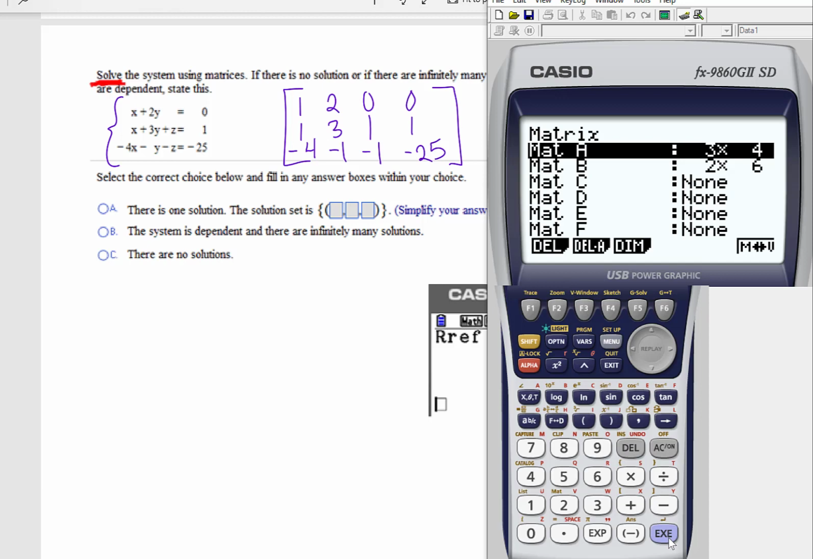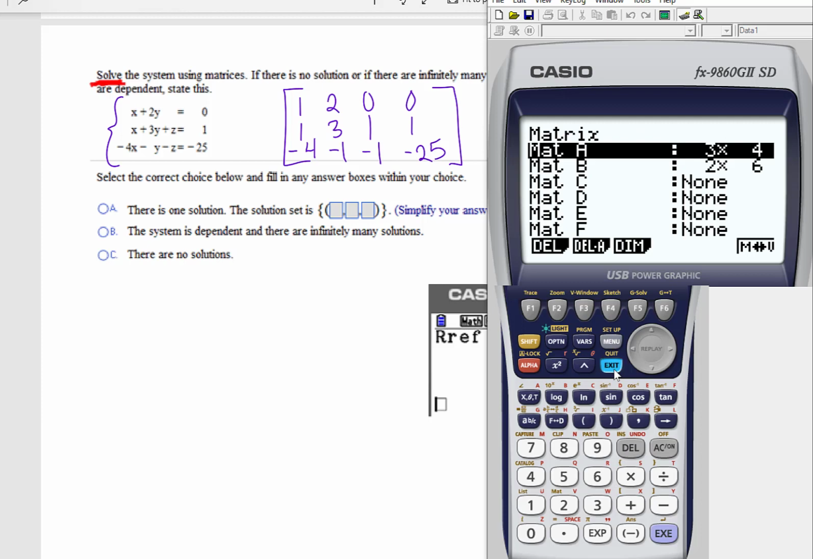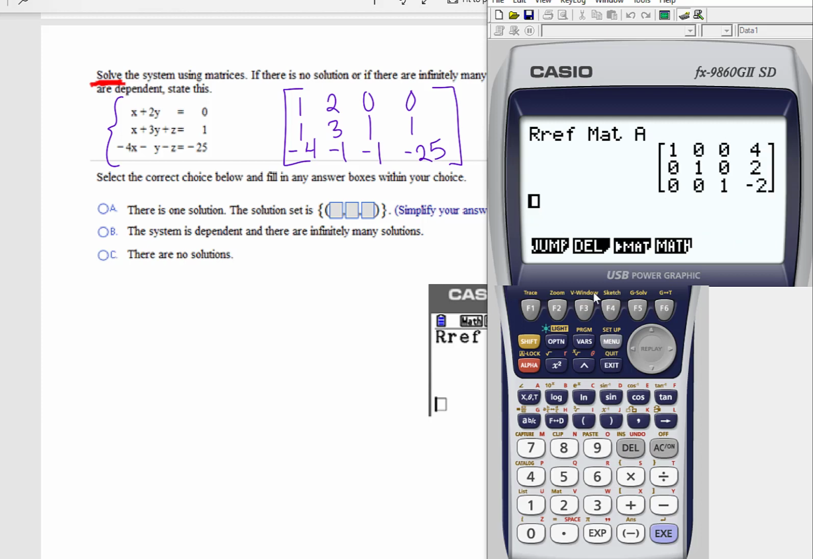And I need a 3 by 4. Since that's already the dimensions there, I'm just going to press execute, and now I'm going to enter it in. Okay, got it entered in. That's why I feel like it's helpful to write it out first, because trying to think through this might confuse you a little bit. Exit out. And then I'm just going to delete this.